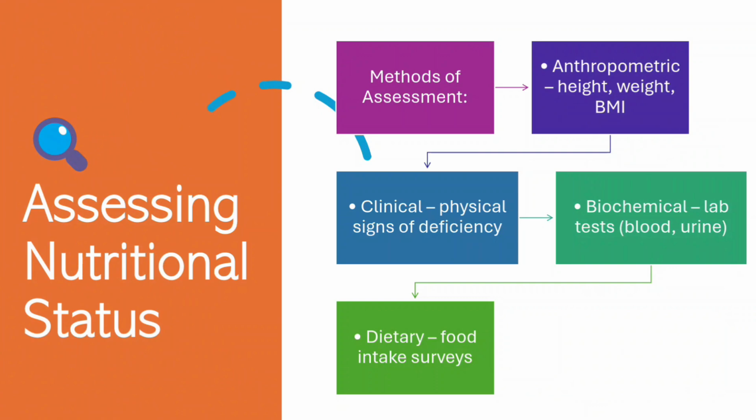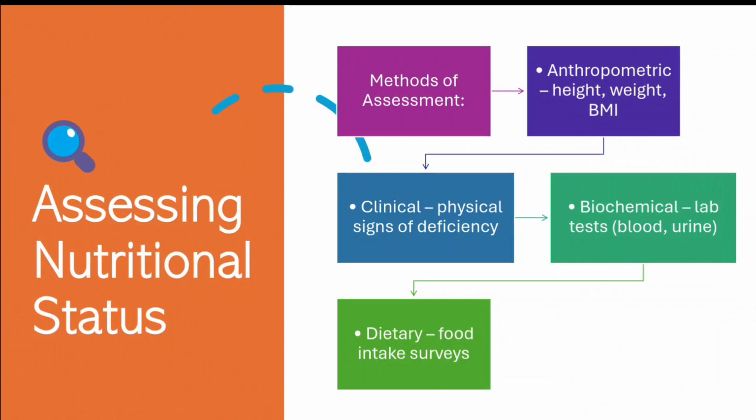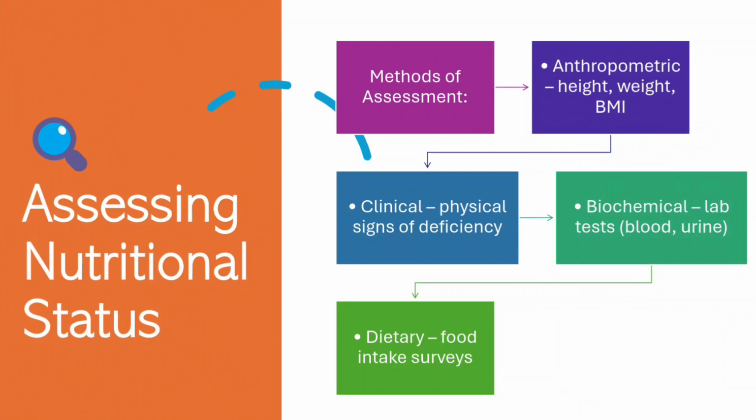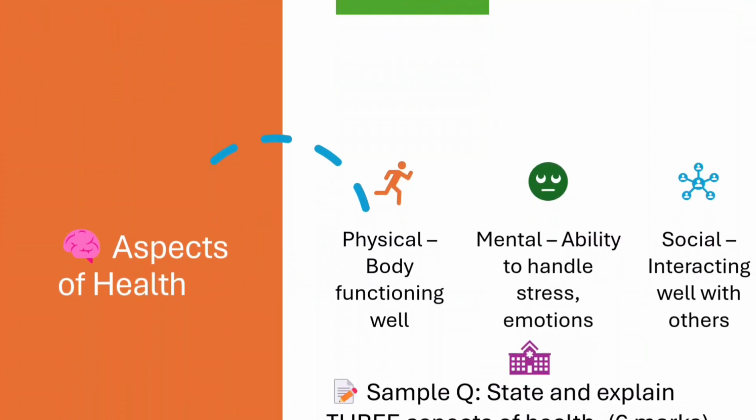Now the 4 methods are anthropometric. No, that's coming from math, right? So measurements. Clinical, also called physical, biochemical, that has to do with labs, so blood tests, urine tests, and also dietary, which is food surveys like 24-hour recall or even a diet history.